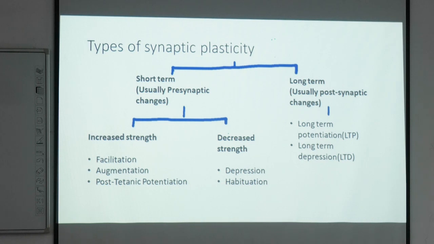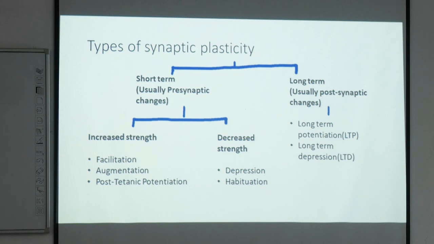That means all the changes are happening at the presynaptic membrane, for example the number of vesicles and the number of calcium channels. So all these are presynaptic changes for short term synaptic plasticity, or basically short term memory, usually grossly, but it is not always true. And long term synaptic plasticity usually involves the postsynaptic membrane, or the second neuron.